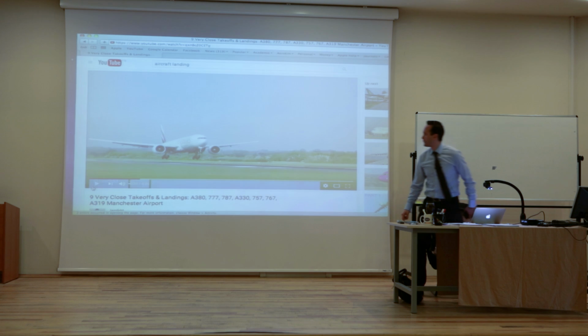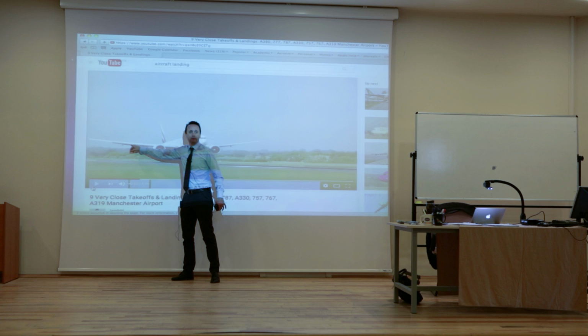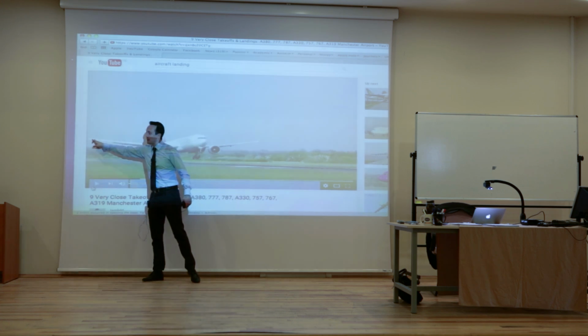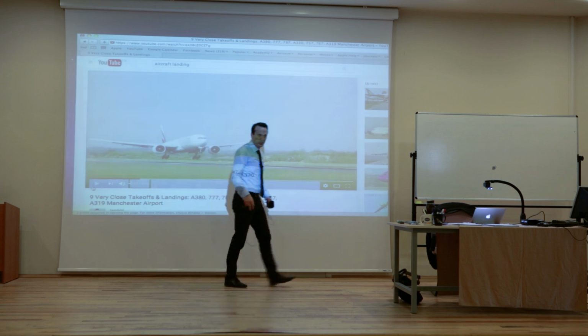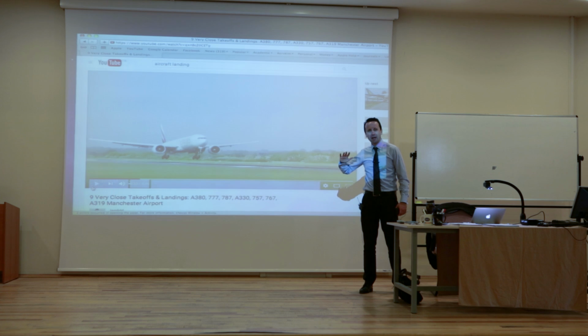All right, landing. See the flaps? They're quite down, a lot more. Okay? Here at the back, you will see the ailerons. You see, you have a rather high angle of attack.